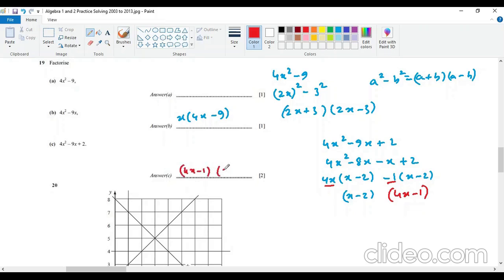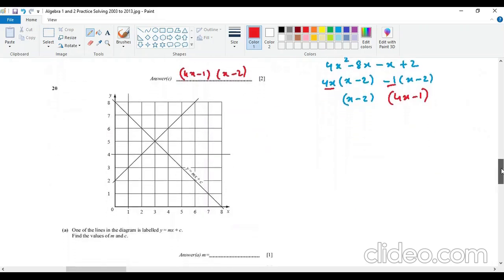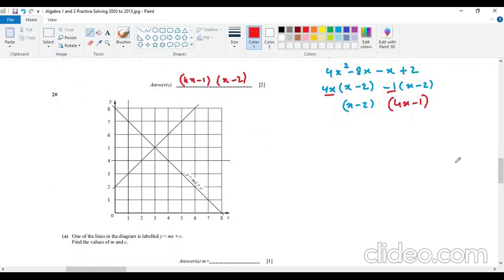Now comes question number 20 from paper 2. I remember I have already solved a past paper in which this question was there. I still remember. Okay, it says one of the lines in the diagram is labeled y equals mx plus c. This line they are talking about, this line name is y equals mx plus c, and find the values of m and c.